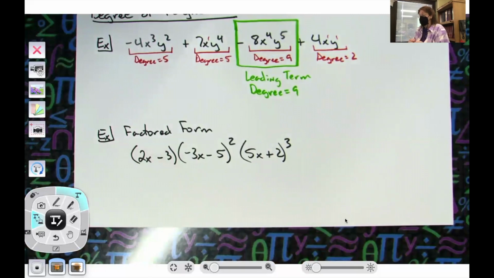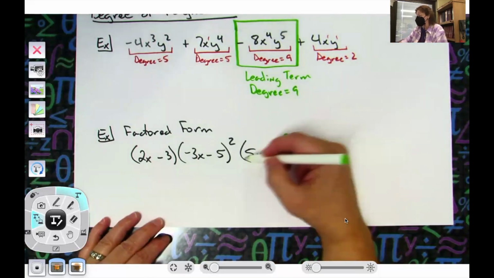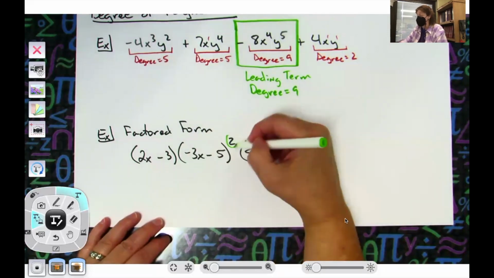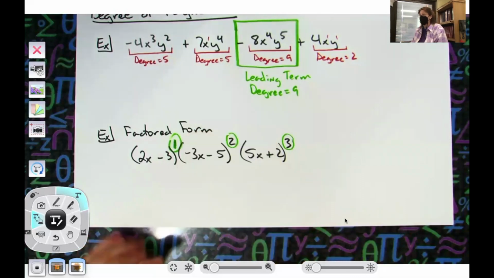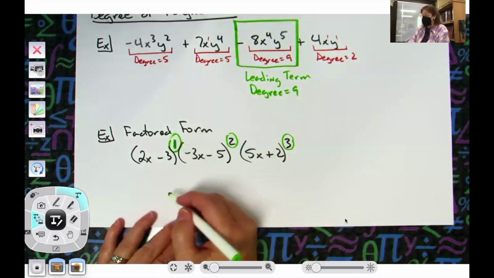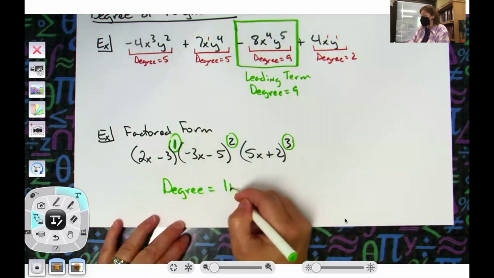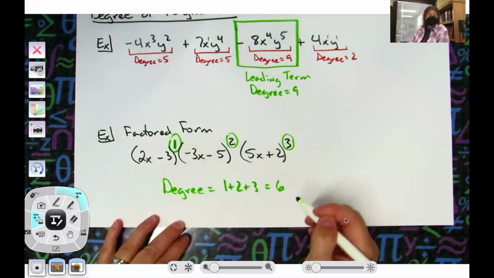All right, now if I want to try to find the degree of a polynomial in factored form, I'm going to take each one of the exponents of the factors. All right, so this factor has an exponent of 3. This factor has an exponent of 2. This factor has an exponent of 1. You can't forget the imaginary ones. So my degree is whatever I get when I add all those up. So 1 plus 2 plus 3. Going to give me a 6.